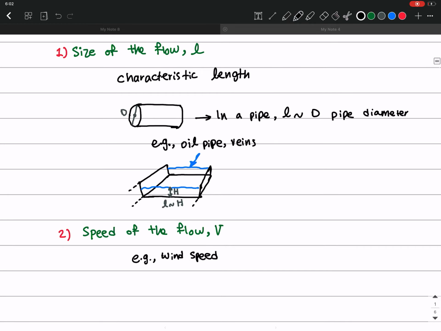Almost every day, if you go out, you will feel the wind speed when it is high or low, okay? So that is what we call the speed of the flow.